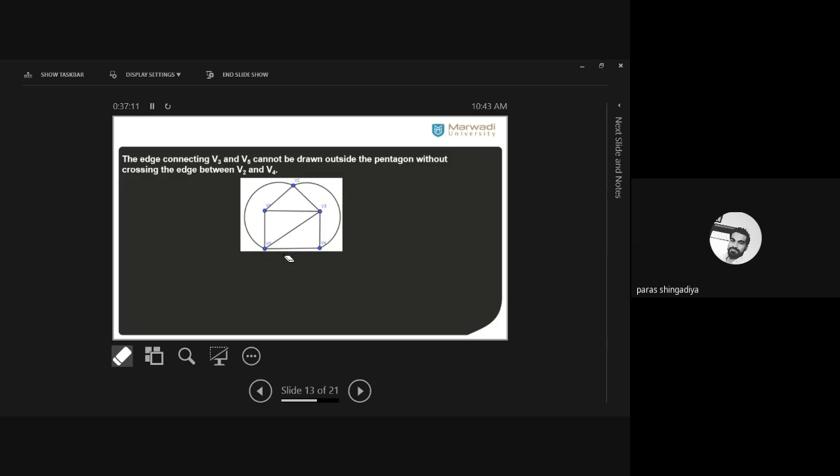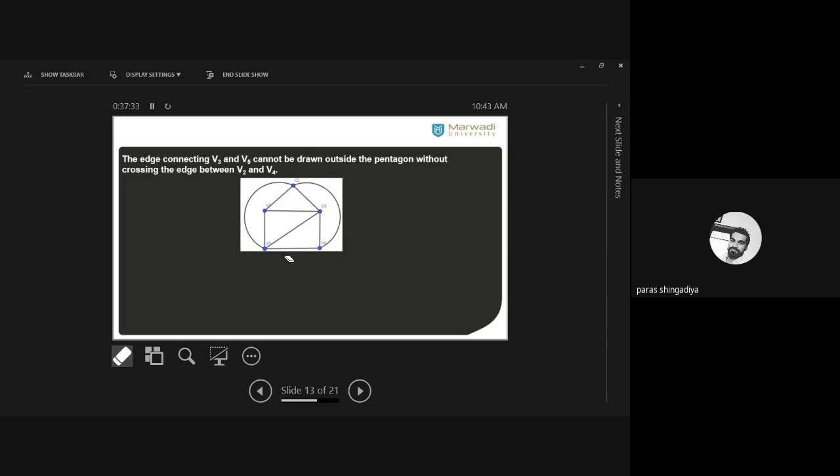If you connect V3 and V5 this way, it will be crossed with this edge that we already considered between V2 and V4. Clear? If you consider the upper part, it will also cross with both edges. Here it will be crossed with this edge also. So in any way, we cannot connect V3 and V5 from the outside of the pentagon.